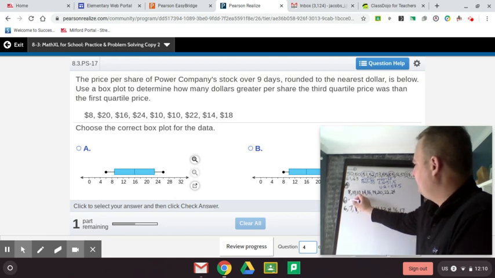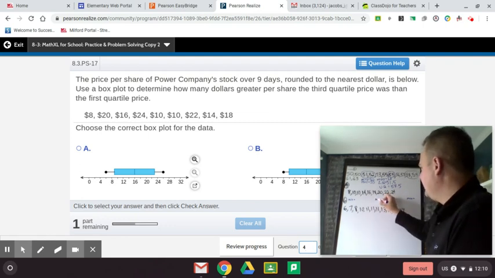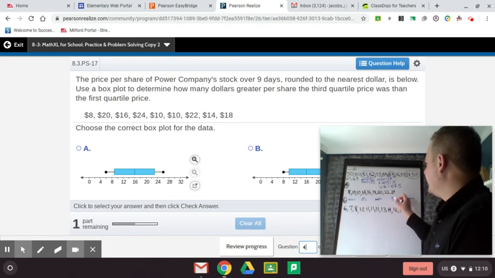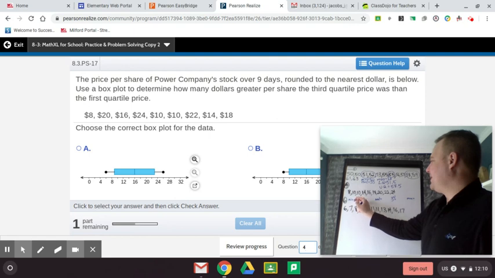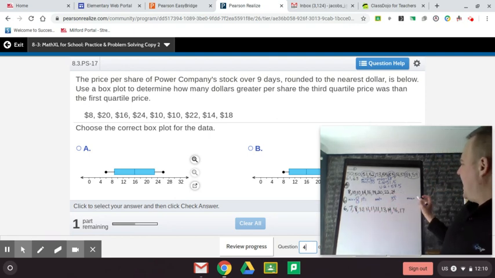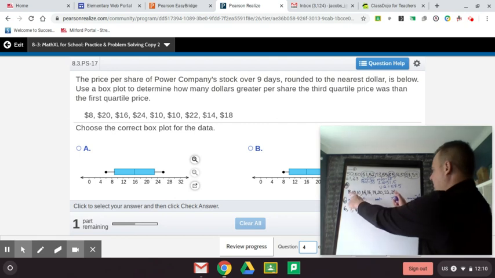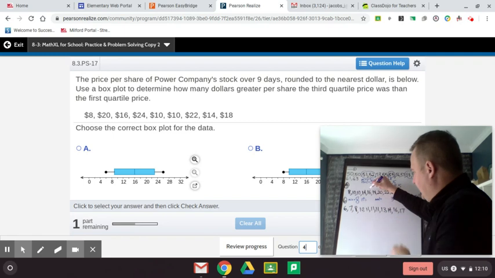I'm going to do the minimum, the maximum. I'm going to kind of make it look like a box plot. The median, and the first quartile, sometimes known as the lower quartile, and the third quartile. Okay, the minimum is 8. 8 for my case. The maximum is 24. Again, these are in order from least to greatest. The median is 16.